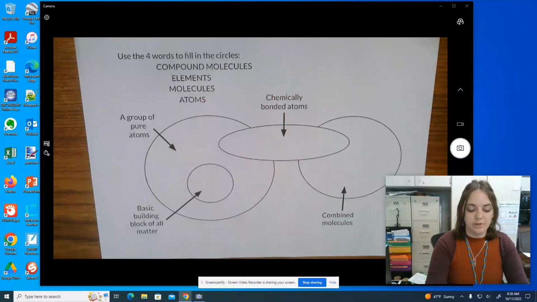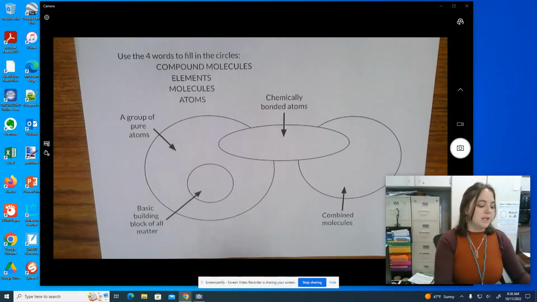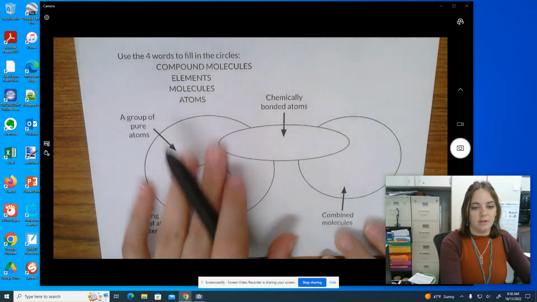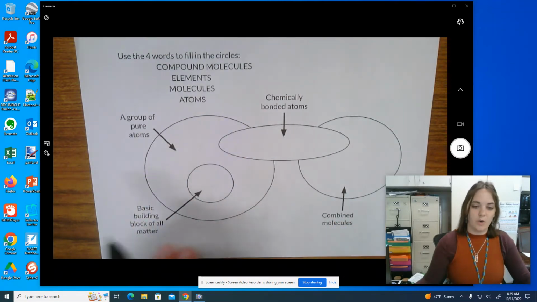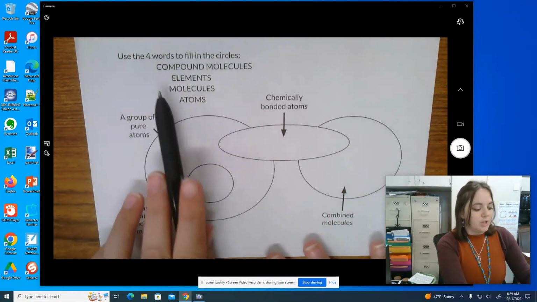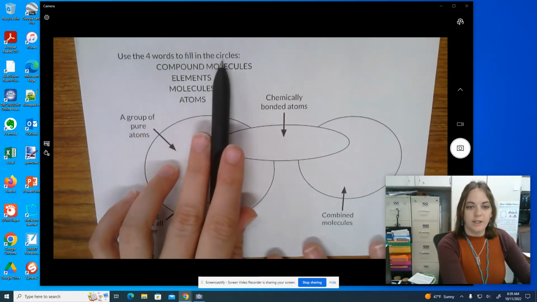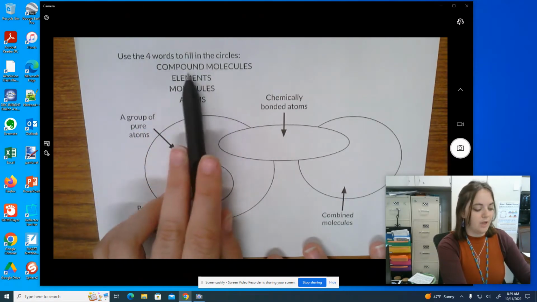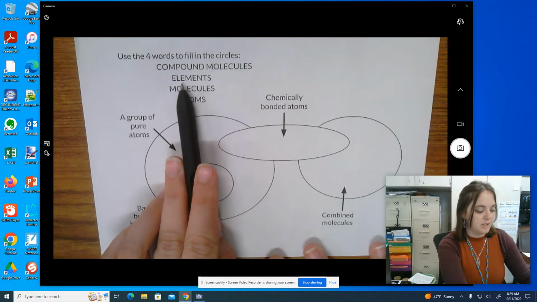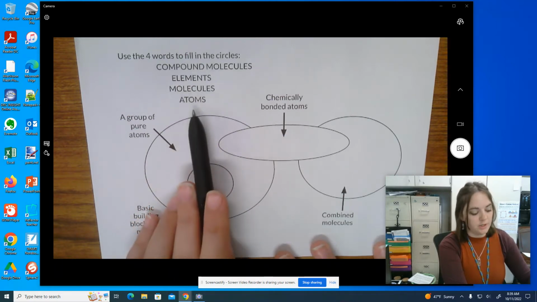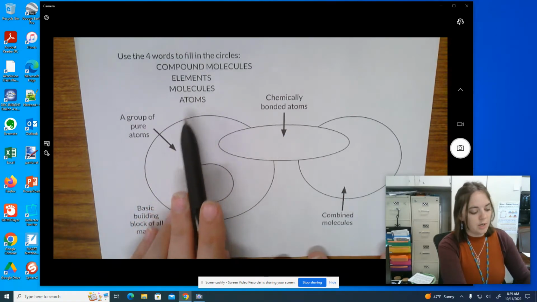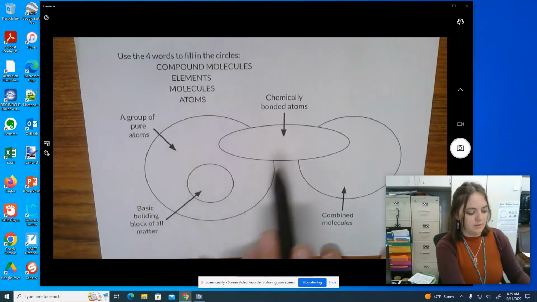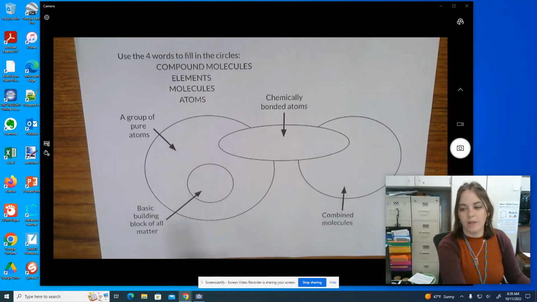This is part 2 of the lesson 4 guided notes. This is just the second, or the lower half, of that note paper. So what we're going to do is use the 4 words to fill in the circles. We have compound molecules, elements, molecules, and atoms. And we're going to label them in each of these circles depending on where they go.